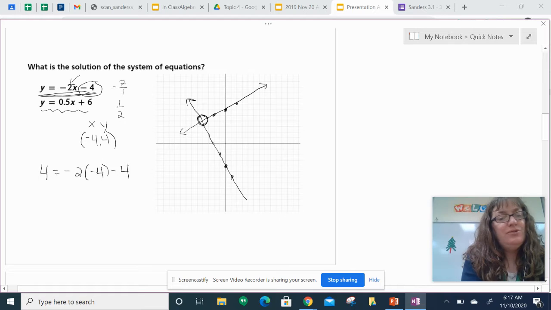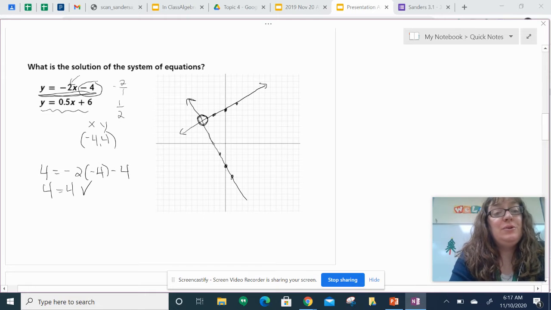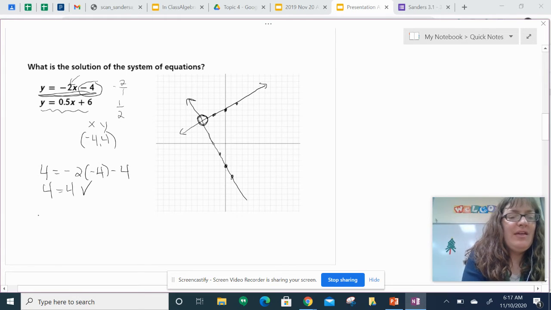So negative 2 times negative 4 would be 8, and 8 minus 4 is 4. So it is true that 4 equals 4. It works in this first equation. But it's not a solution to the system unless it works in both equations. So I'm going to check that one out too.